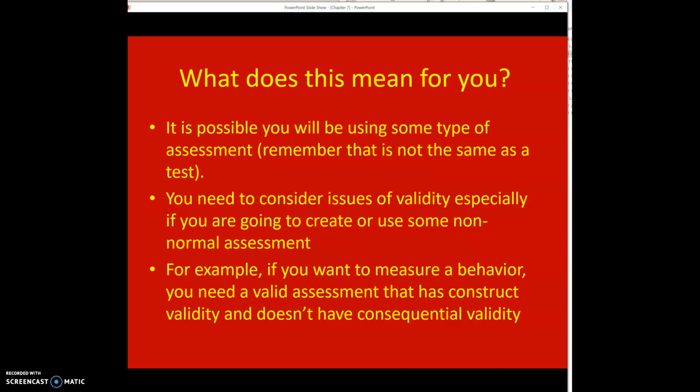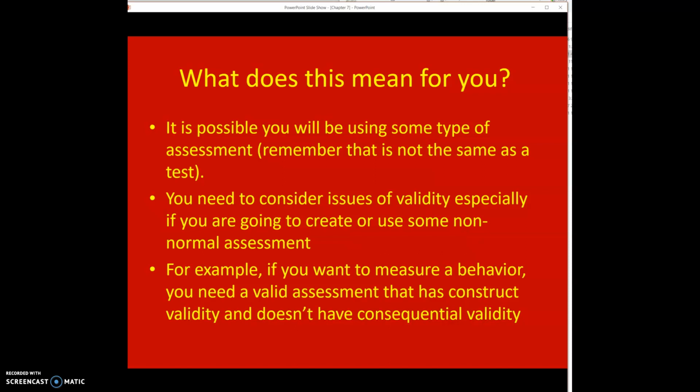So what do these mean for you? Is it possible you'll be using some type of assessment? Remember, that's not the same as the test. You're going to need to consider the issues of validity, especially if you're going to create or use some non-normal assessment. And what I mean by that is, if you want to be able to measure behavior, you'll need a valid assessment that has construct validity and doesn't have consequential validity.